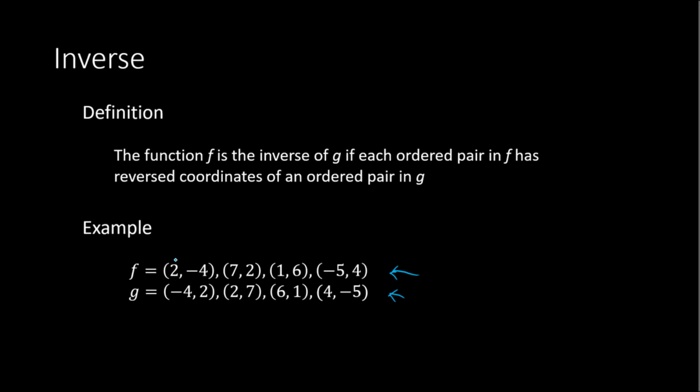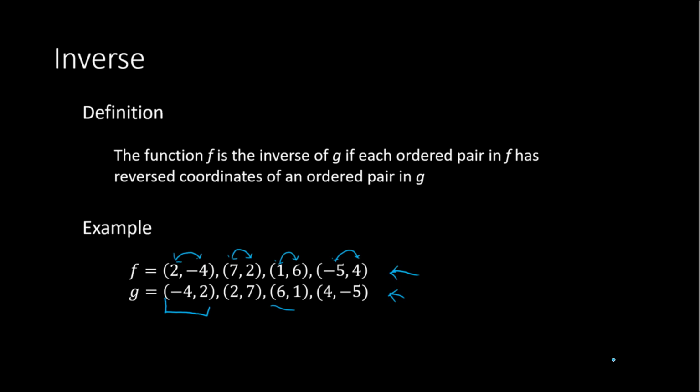So instead of 2, -4, we switch it to get -4, 2, right here. Instead of 7, 2, we switch it to get 2 and 7. Instead of 1 and 6, we switch it to get 6 and 1. Instead of -5 and 4, we switch it to get 4 and -5. So we can say that f and g are inverse functions of each other.